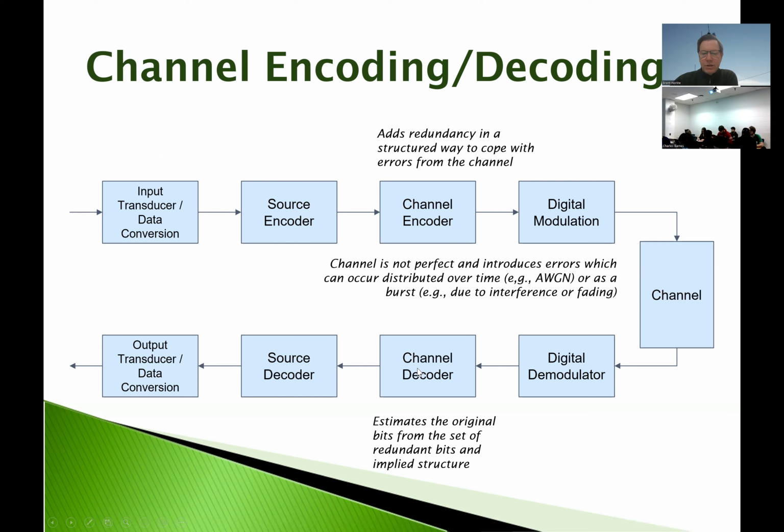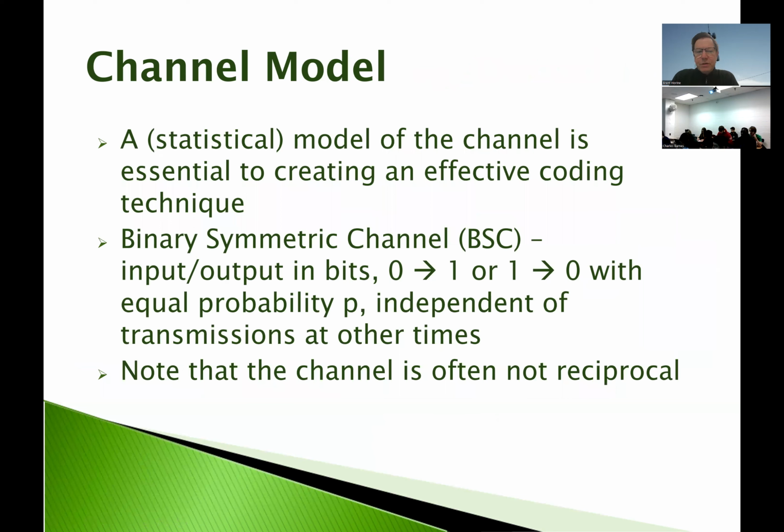And at the channel decoder, we're going to try to estimate the original bits that were sent from the redundant bits and the implied structure. So we add some redundancy and some structure here. We know about that structure, and we use that to try to do our best estimate of what the actual bits were sent. Two levels of doing this: we can detect that there's an error, and or we can, in some cases, actually correct that error. But first let's look at a channel model.